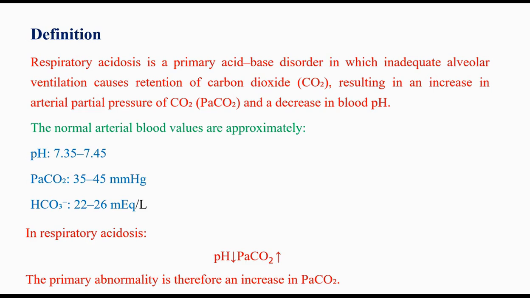Respiratory acidosis is a primary acid-base disorder in which inadequate alveolar ventilation causes retention of carbon dioxide, resulting in an increase in arterial partial pressure of carbon dioxide and a decrease in blood pH. Normally, the arterial blood pH is maintained between 7.35 and 7.45. The normal arterial partial pressure of carbon dioxide is approximately 35 to 45 mmHg, while the normal plasma bicarbonate concentration is approximately 22 to 26 milliequivalents per liter. Therefore, the characteristic changes in respiratory acidosis are decrease in pH and increase in arterial partial pressure of carbon dioxide.